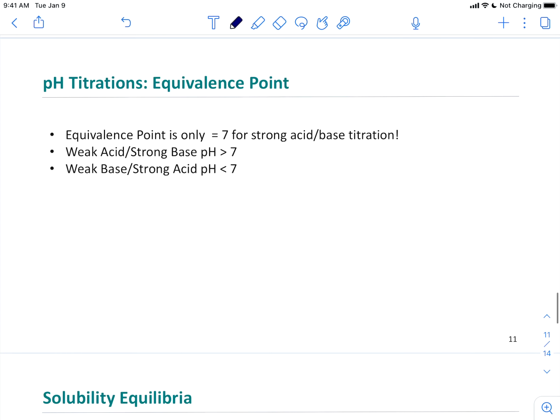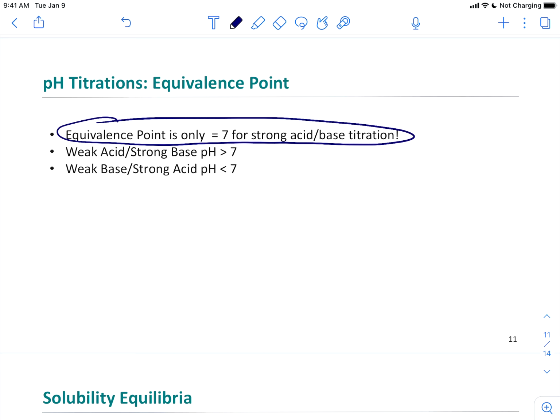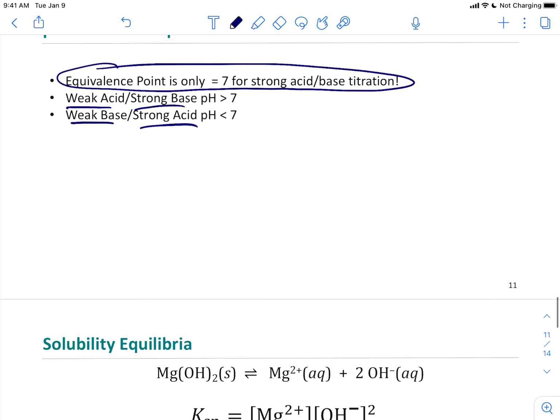But it's important to realize it's 7 only for strong, whether you're titrating a strong acid with a strong base or a strong base with a strong acid. If I titrate a weak acid with a strong base or a weak base with a strong acid, the pH is not going to be exactly 7. The reason, which I'll explain in lecture, is exactly the same as why we saw in chapter 15 there are acidic and basic salts. The chemistry is the same. It's what happens in solution with those species you're creating from the titration that will determine what that final pH is, and that's something I will talk about in class.